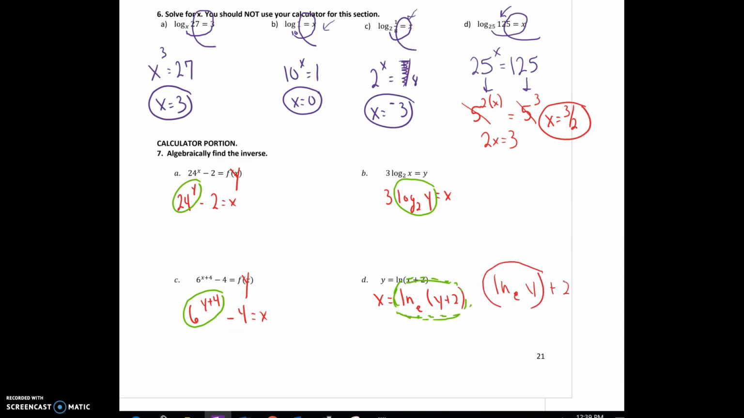then this is part of the log. That too is signifying that I need parentheses for it to be circled. So okay, let's erase that. So now we're going to start.